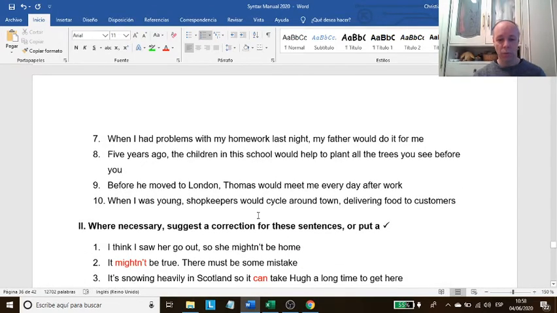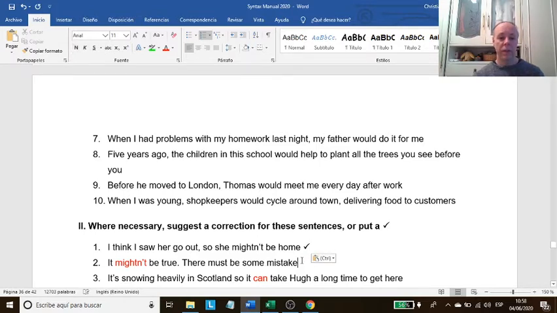Exercise number 2, and I'll show you only these. Where necessary, suggest a correction for these sentences. So some of them are correct, some others are not. I think I saw her go out, so she mightn't be home. This is correct, so I need to put a tick next to it. And I will now, like this.